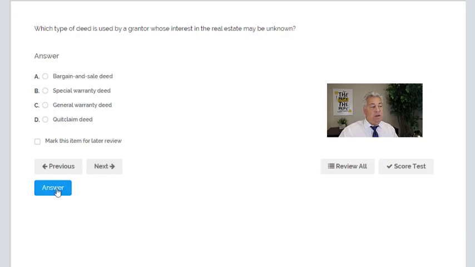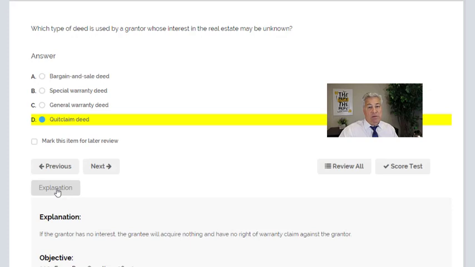And your answer is a quitclaim deed again. If the grantor has no interest, the grantee will acquire nothing and have no right of warranty claim against the grantor.